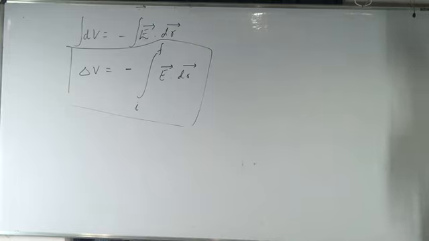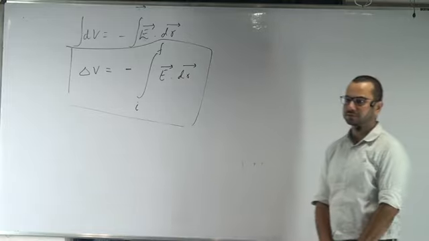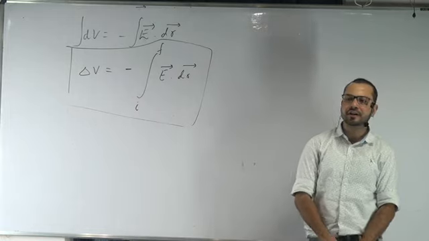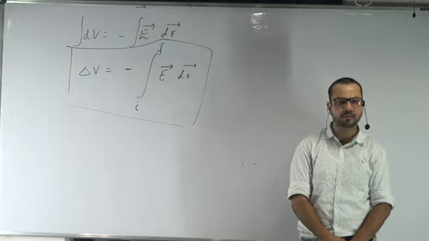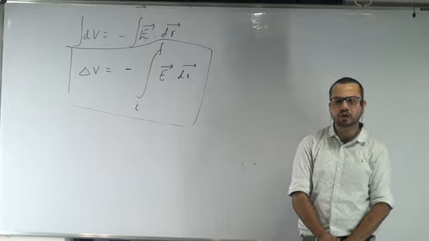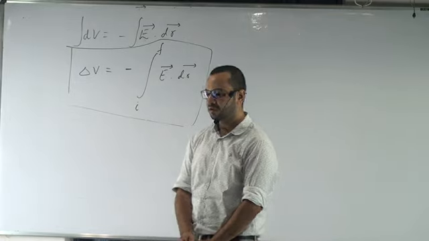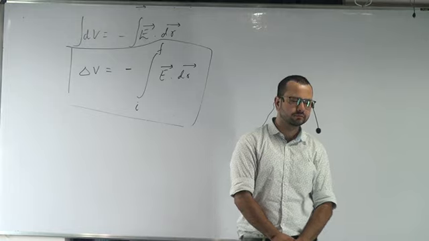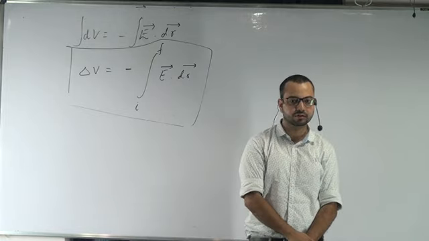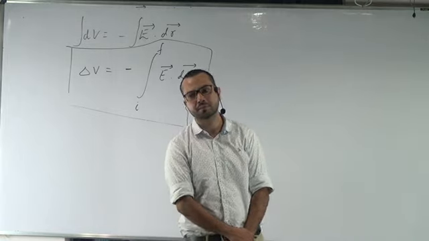Write down the question. The field is 50 Newton per Coulomb. The unit of field can be Newton per Coulomb as well as volt per meter. The direction of the field is upward: 50 Newton per Coulomb in the upward direction.